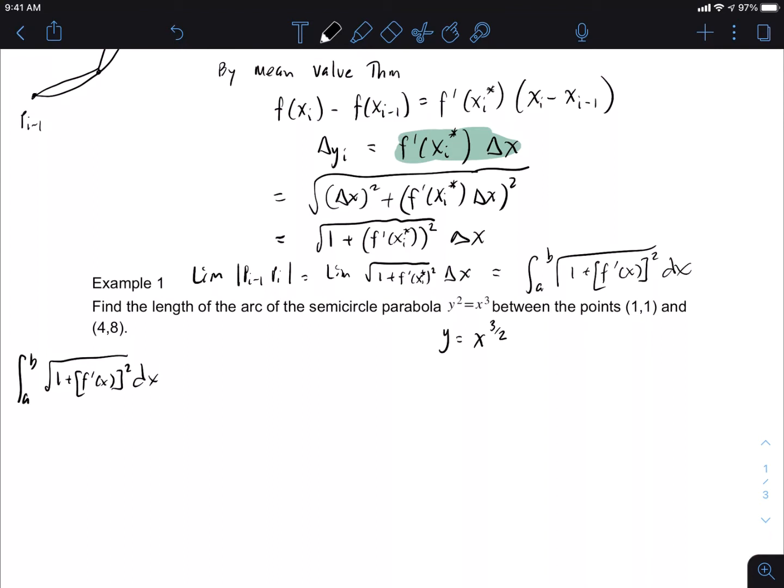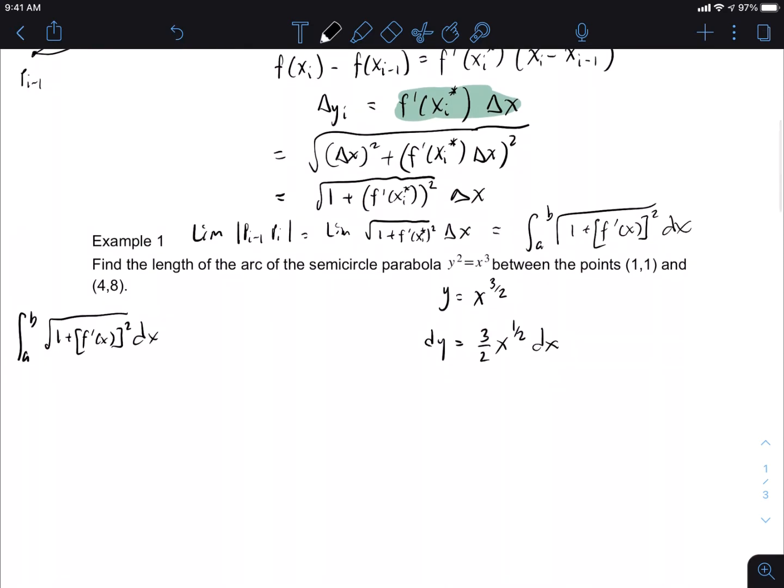So when I take the derivative of this, I'm going to get dy is equal to 3 halves x to the 1 half dx. Yes? Yes. Okay. Now, since we're doing it with respect to x, the arc length integral is going to go from where to where?